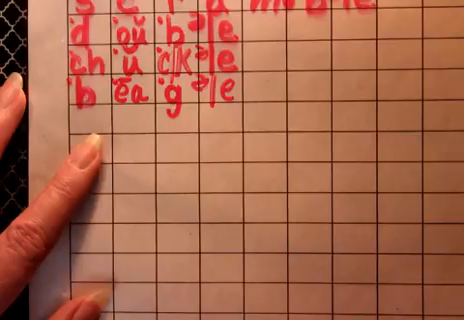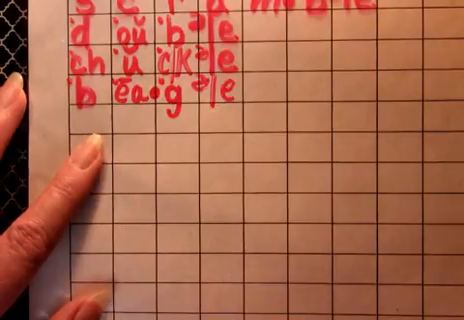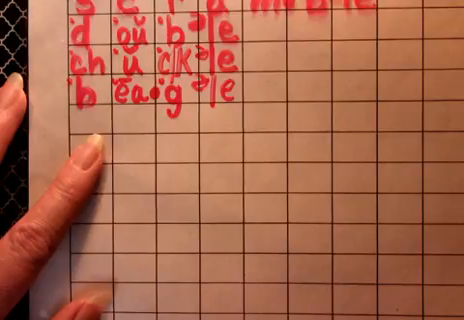Beagle. I hear the G with the second syllable, so we put our syllable break right here. A vowel team at the end is fine. The vowel team says its own sound. Remember, we've talked about open syllables and closed syllables before. An open syllable is where the vowel is at the end.